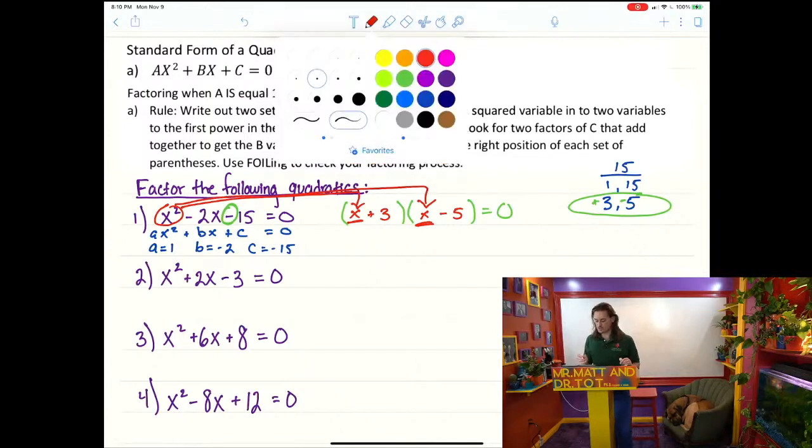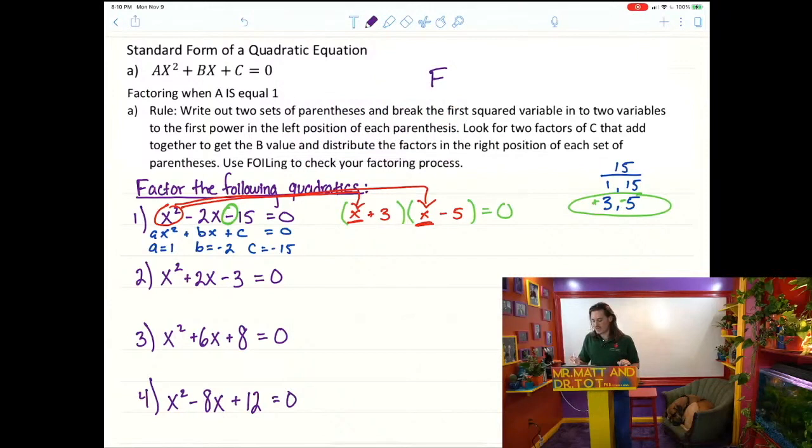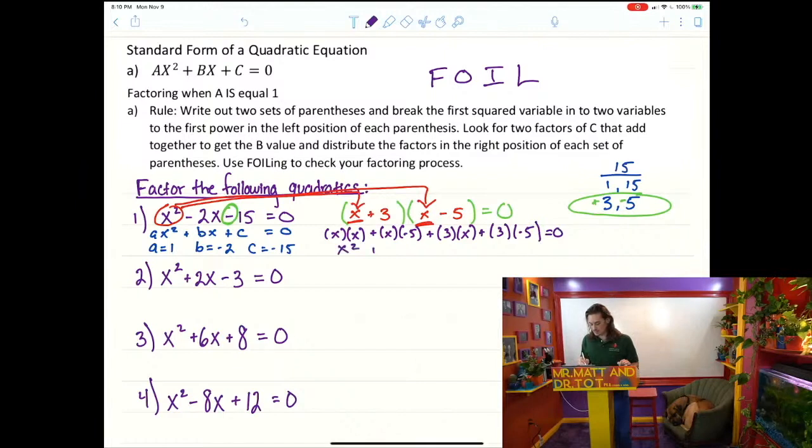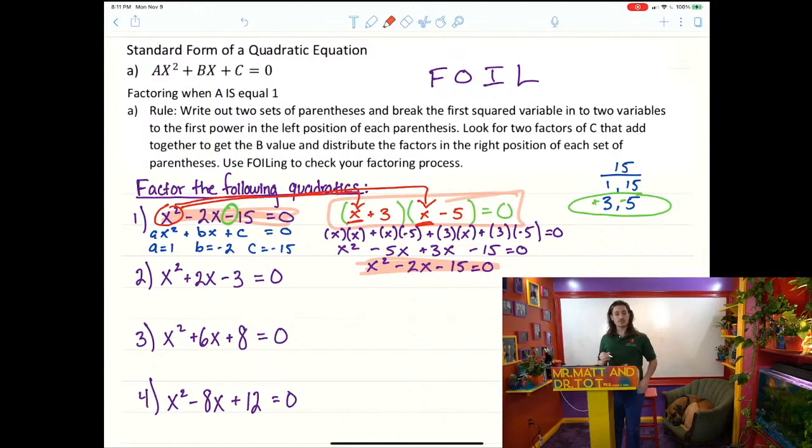If we were to FOIL out here, we could check our answer. Remember, FOILing is first times first, outer times outer, inner times inner, last times last. So first times first would be x times x, outer times outer would be x times negative 5, plus inner times inner would be 3 times x, and last times last would be plus 3 times negative 5. Notice that that gives us x squared minus 5x plus 3x minus 15, and negative 5x and positive 3x combine into a negative 2x. So we get back the exact equation that we started with, and that's a check. This would be your answer in terms of factoring the quadratic.